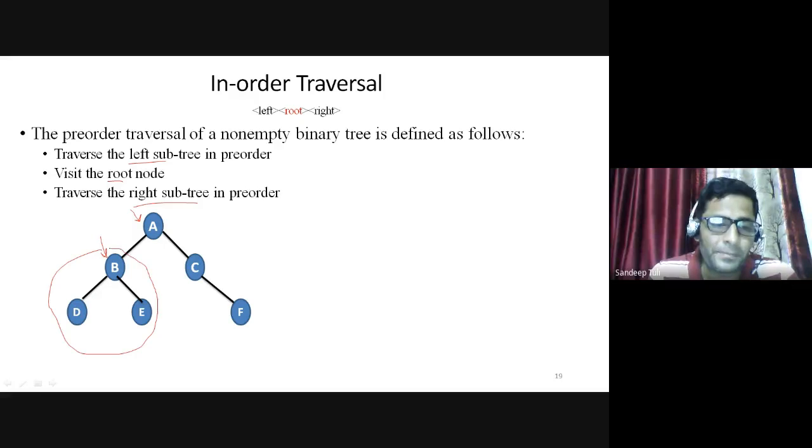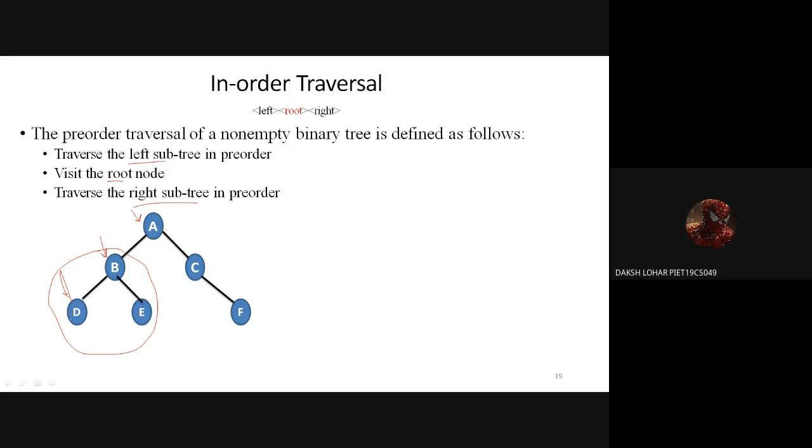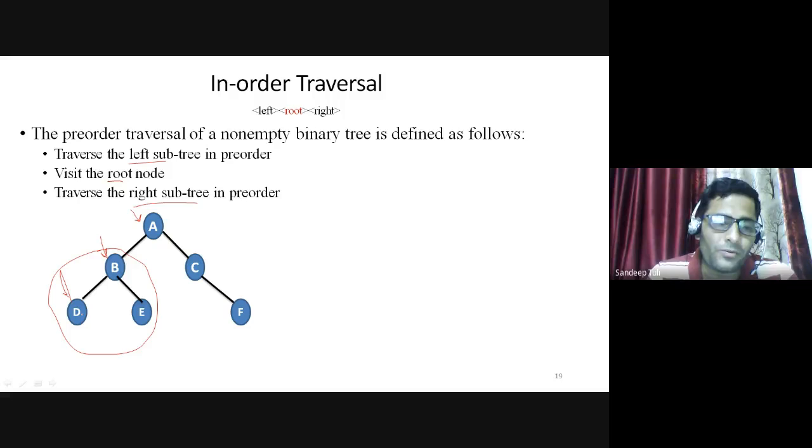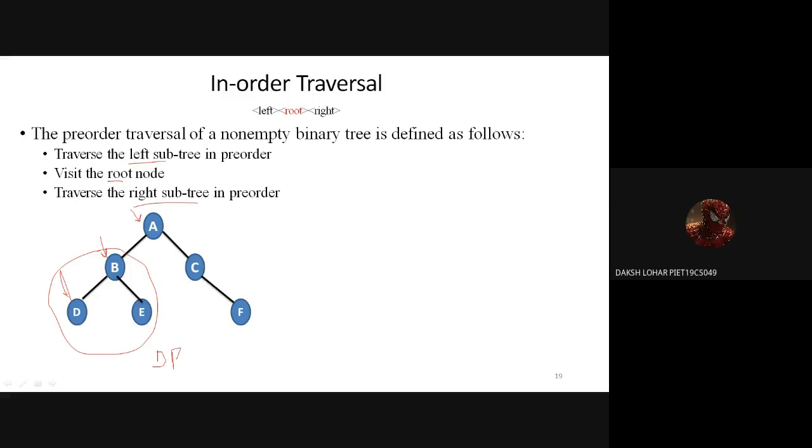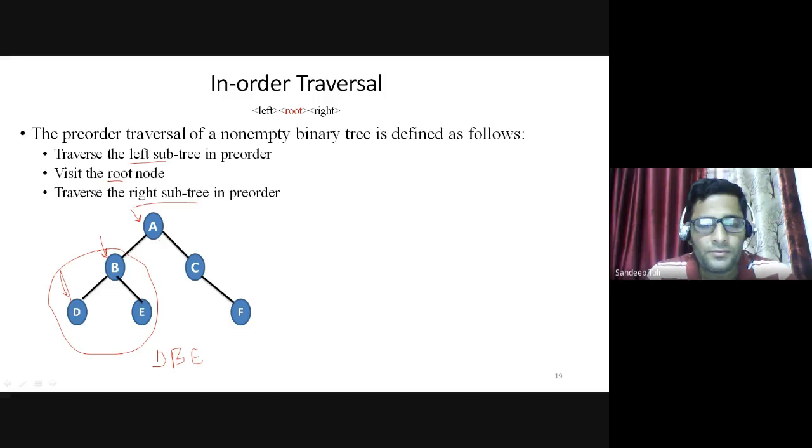This subtree has a root. Again I have to move on to its left child. Does it have a left child? No. So we can print that node now. So D, yes, good. Then again, tell me what? B, the root, and then right: E. DBE.